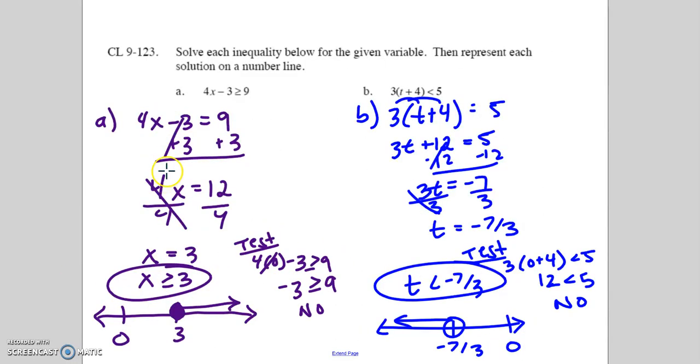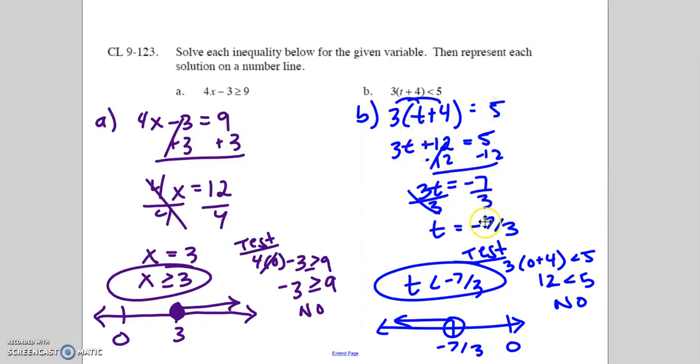Alright, so for A, when I set up my equation, I find that my boundary point is x equals 3. I'm going to test a point on one side of 3, so I'm going to test 0 because it's easy. I end up with -3 is greater than or equal to 9. That's not a true statement, so 0 is not a solution. So it's going to be numbers that are greater than or equal to 3.